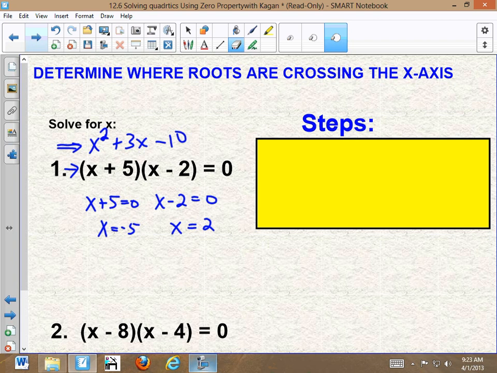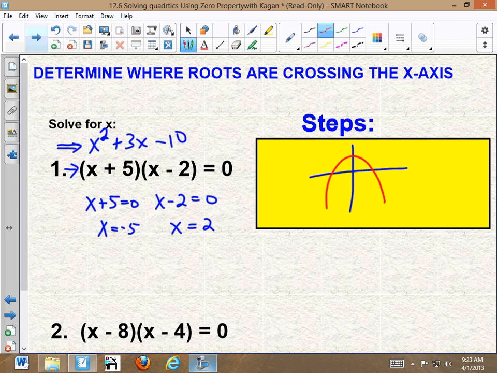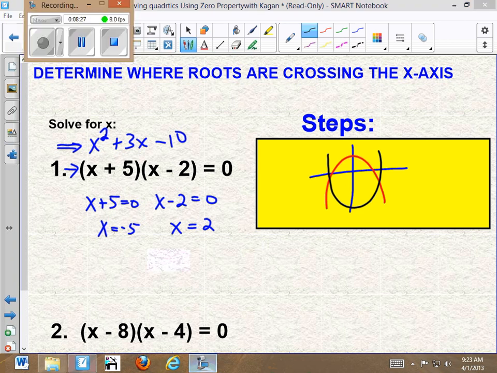Okay? This is how I find the roots of a parabola. What's a parabola? Here's my x and y axis. A parabola looks either like this, or a parabola could be like this. Okay? A parabola usually tracks the trajectory of something flying, like a rocket.